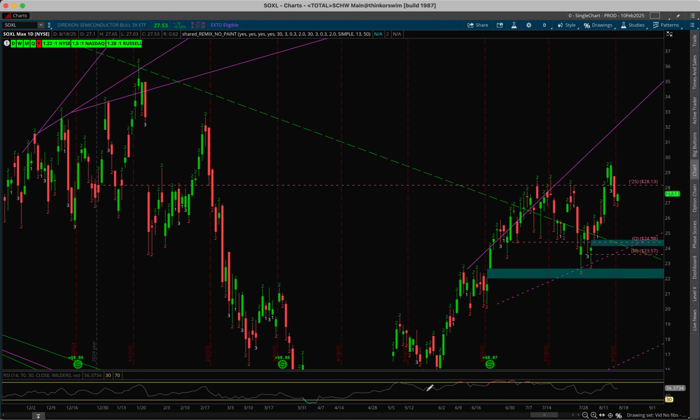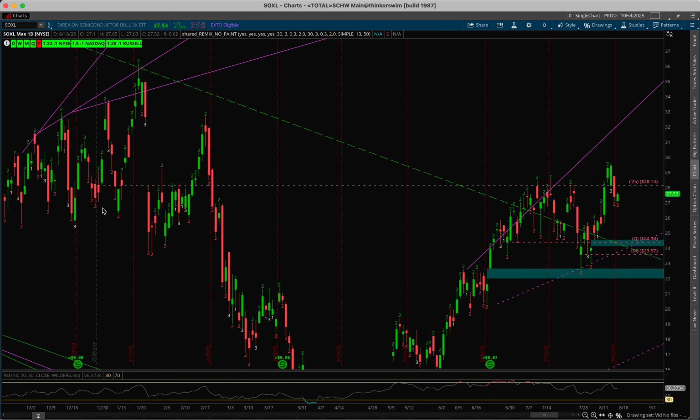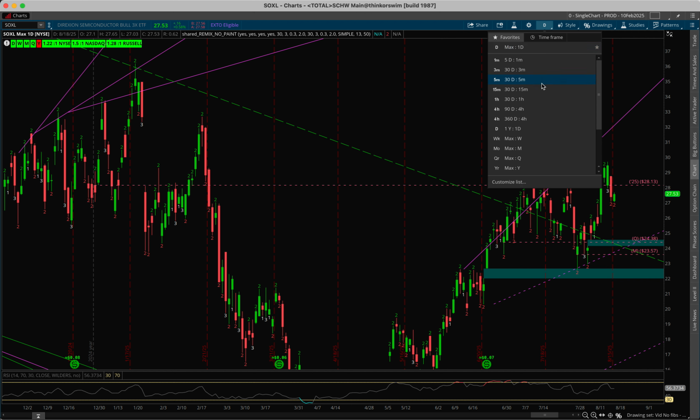So let's just real quick go over the agenda for the day, right? Today we'll recap price action. We'll do a quick view of SOXL's price action from a longer term or higher time frame perspective. After that, we'll get into our 4-hour markers and triggers and targets. Looking at today, overall, again, a green day. It was a 2 down, however, so it did break the low of yesterday, or in other words, Friday.